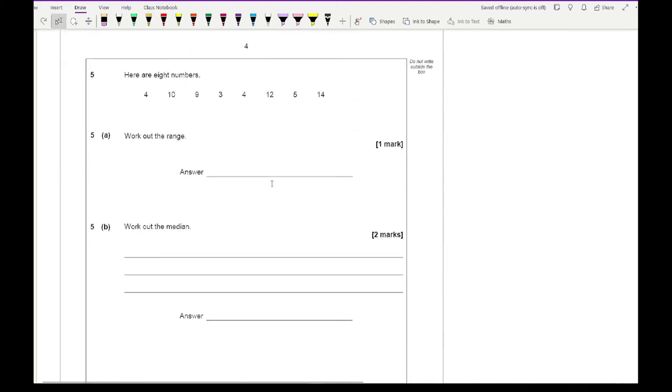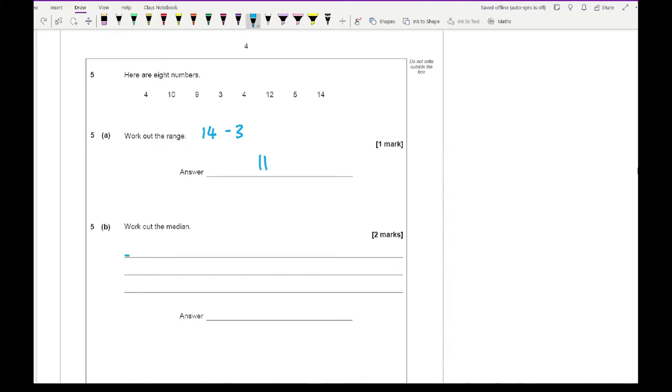Now moving on to question 5, this is looking at averages. So it says here are 8 numbers, and the question is asking us to work out the range. Now to work out the range, what we need to do is take the highest number, which in this case is 14, and subtract the smallest number, which is 3, giving us a range of 11. Now in terms of working out the median, this is worth 2 marks.